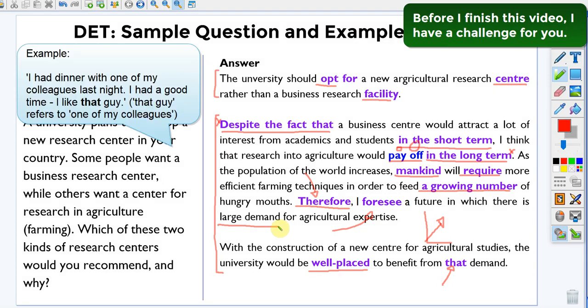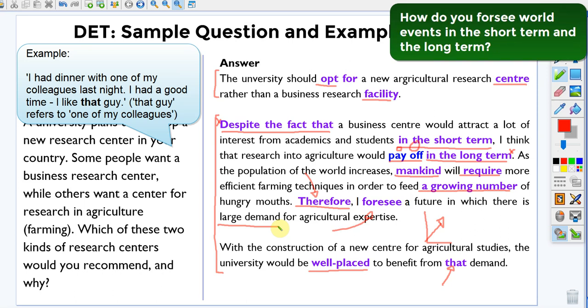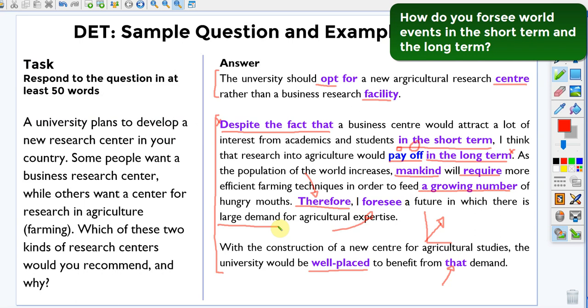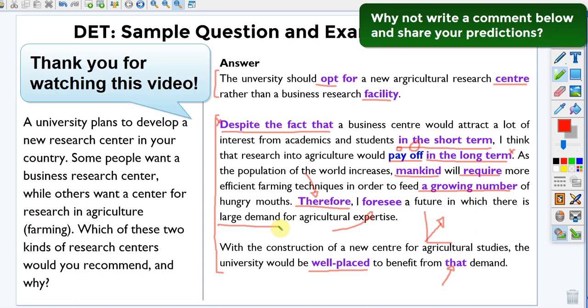Before I finish this video, I have a challenge for you. How do you foresee world events in the short term and the long term? Why not write a comment below and share your predictions?